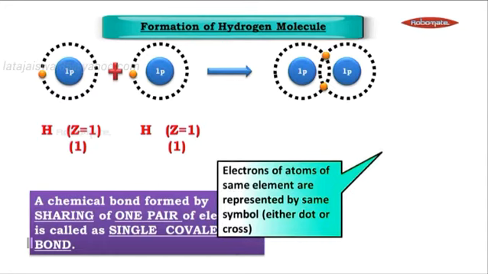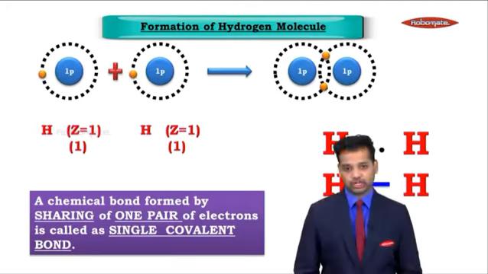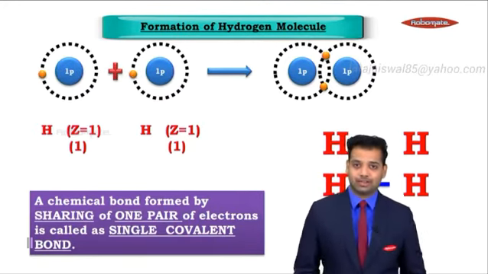Electrons of atoms of the same element are represented by the same symbol, and this is called a cross dot structure. You can put either a dot or a cross. Since both of them are the same, we are going to use a dot. When I show the structural formula, I have to replace these 2 dots with a bond, and every bond is a hyphen, like a dash. So hydrogen has a bond with another hydrogen, making it stable.